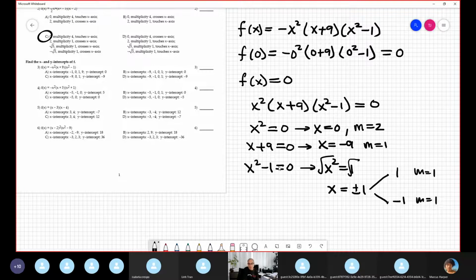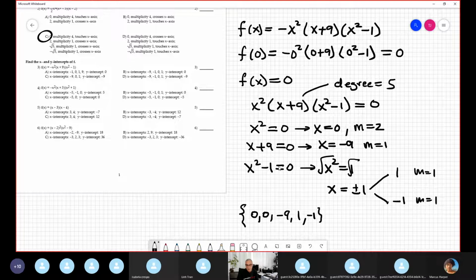Now, the collection of the zeros is 0, 0, but you consider it one time, no? Comma, negative 9, comma, positive 1, comma, negative 1. In total, 5, no? 1, 2, 3, 4, 5, because the degree of our polynomial is 5. Well, confront this 5: 2 plus 2 plus 1.